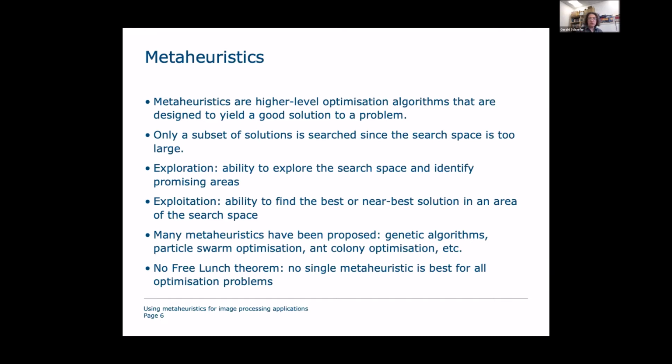And that means once we have identified some promising areas, we need to exploit those. And that's the concept of exploitation, so trying to find the best or near best solution in one of those promising areas. As I mentioned before, lots of metaheuristics have been proposed. So you probably heard about genetic algorithms, particle swarm optimization, ant colony optimization, and other techniques.